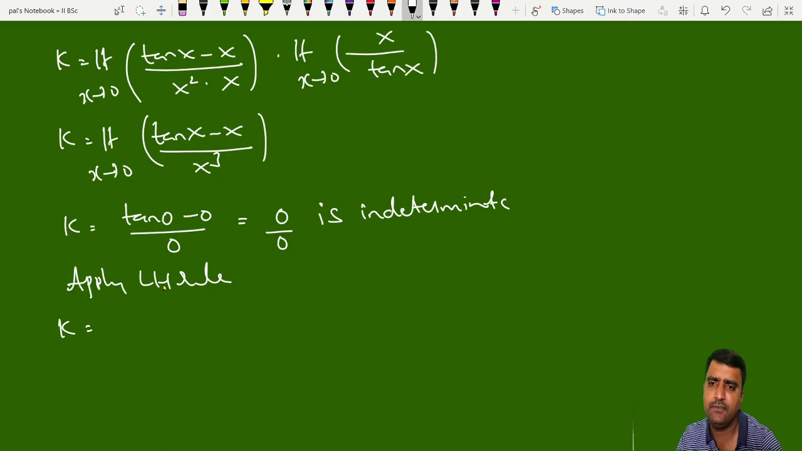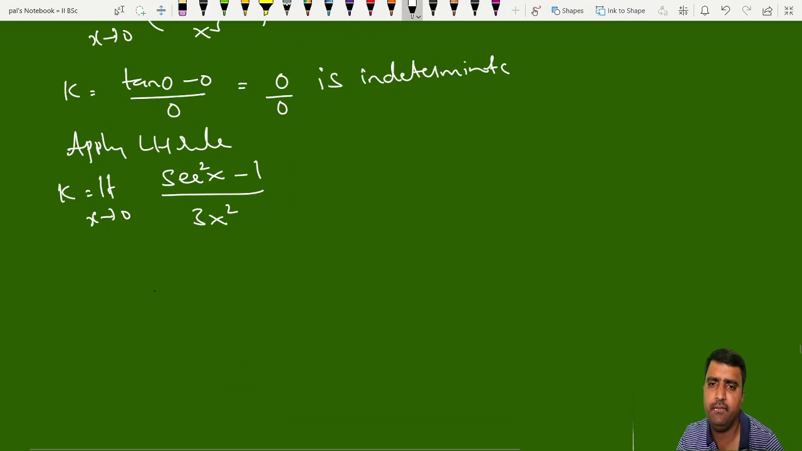Then k is equal to limit x tends to 0. Differentiation of tan x is secant square x, minus differentiation of x which is 1, divided by differentiation of x cube, which is 3x square. If you apply the limit, once again it takes 0 by 0 form. You could keep differentiating, which needs two more steps, or otherwise you simplify and apply the values here itself.